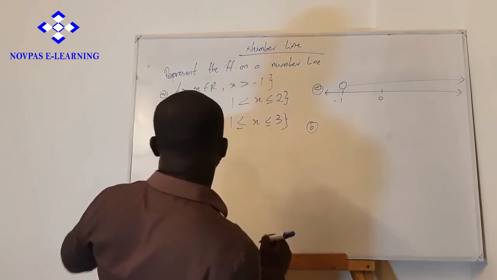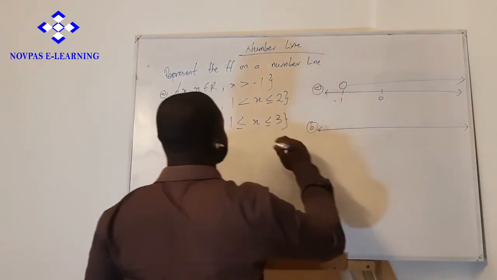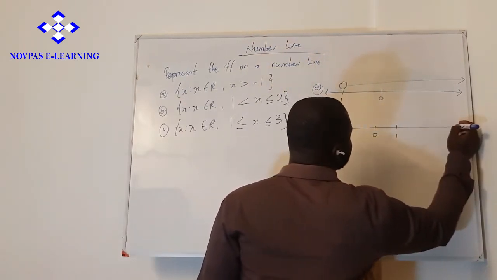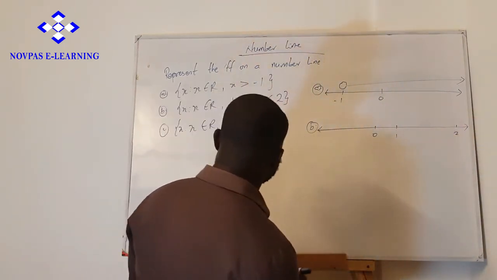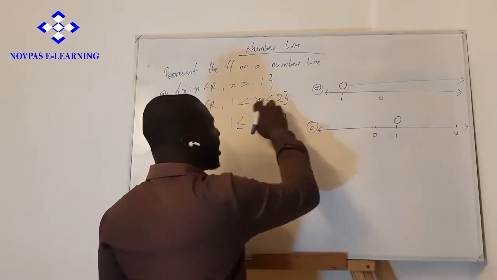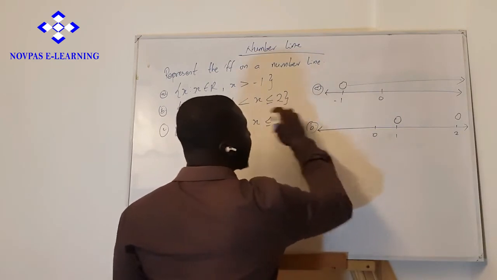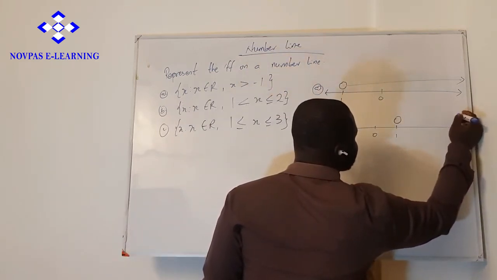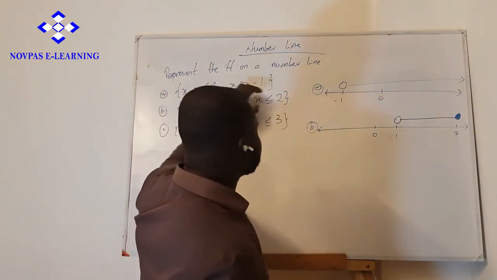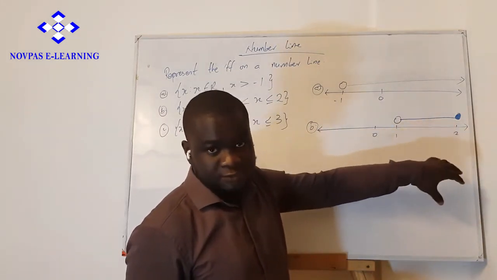B says that what? You're given two values. So this is 0, you're given 1 and 2. Now, you draw your first circle on 1. There is no bar on it, so you don't shade it. 2 has a bar under it, so you shade it. You just draw it this way. All this is asking for is the range of values between 1 and 2 inclusive. Okay? Good.